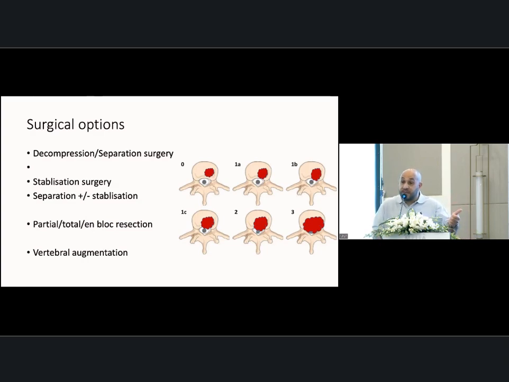Of course, we can do stabilization surgery. So we all know about instrumentation. We can do a combination of those things. We can, if we really want to be clever, if the disease, for example, is in one vertebral body and the patient has no other disease burden, we can do an en-bloc resection. We can take away the whole vertebral body and we can augment if we need to.